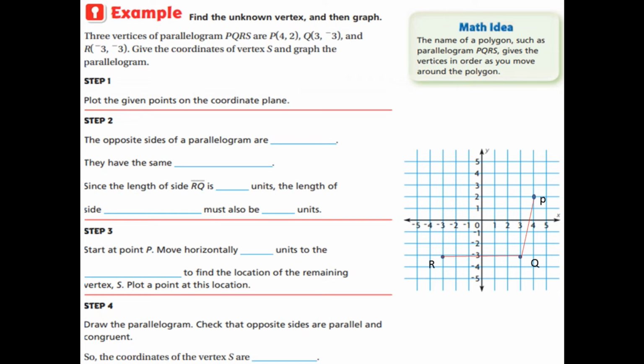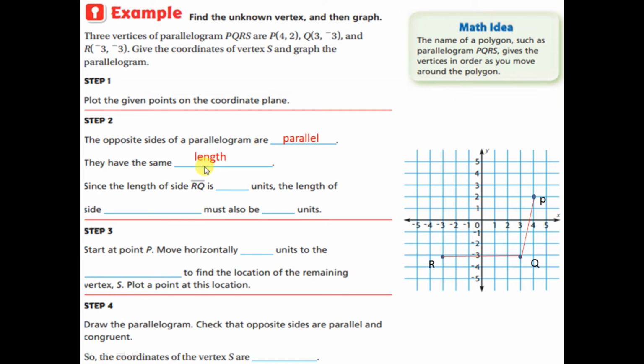Now we have a missing vertex here, which I don't know where it is. But I know something very important: in a parallelogram, each two opposite sides are parallel and equal in length. So this is important information. If I know the length of this side, I will know the length of this side too, because it is the same. So from this information, I can get the point S very easily.